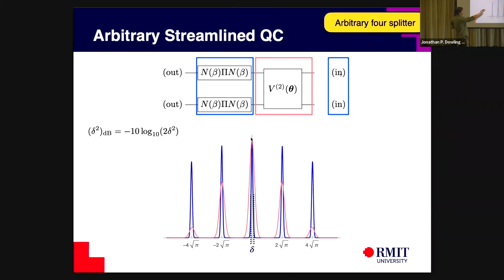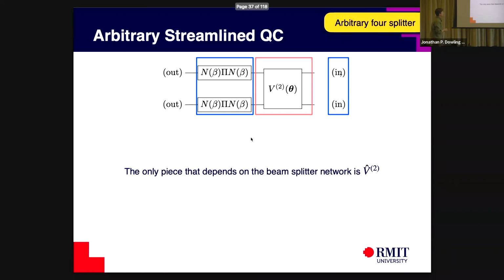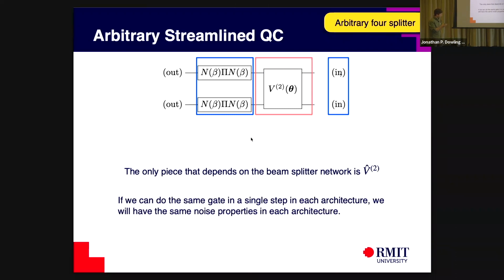You still have, if this V can do a CZ gate in one step, then you have the same noise properties for the CZ gate regardless of which cluster state you used originally. So the only piece that depends on the beam splitter network is this V.